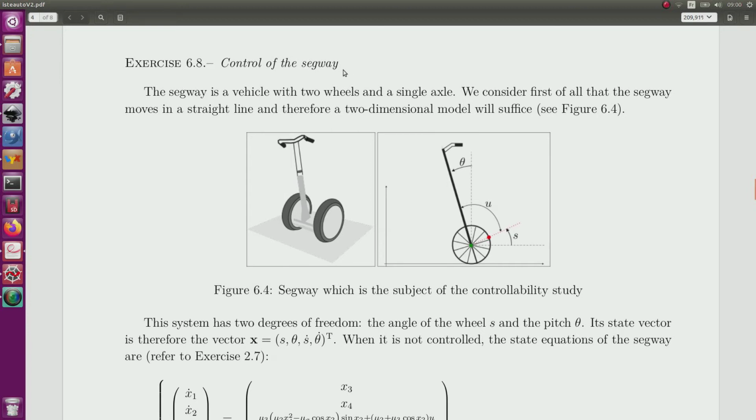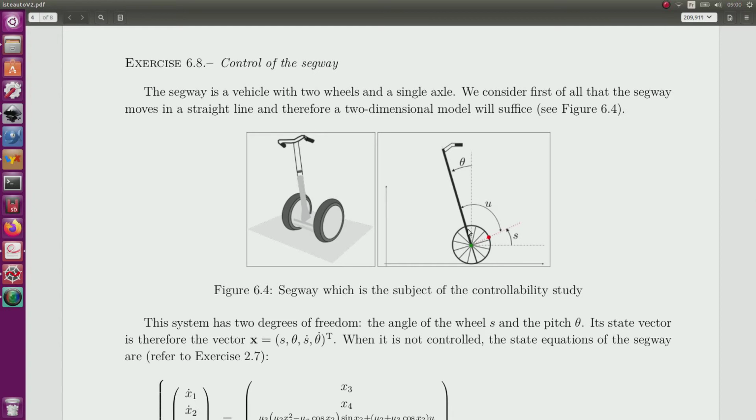Control of the segway. We consider the segway, which is this vehicle, which is normally unstable, but there is a controller to make it stable. So what we will do in this exercise, we'll try to compute the regulator so that it becomes stable, and then we can make the segway totally autonomous.